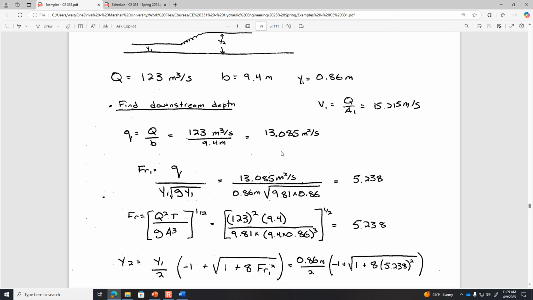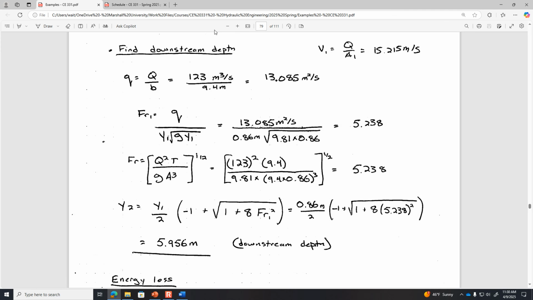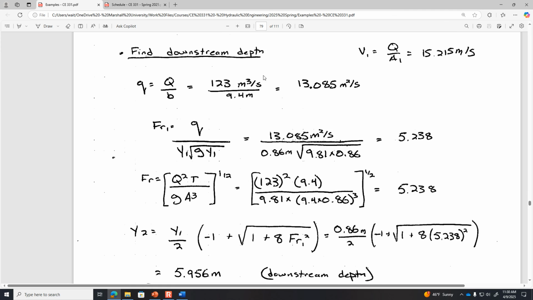And if we put that into the Belanger Momentum Equation along with the upstream depth, then what we should see is we're going to encounter a downstream depth of 5.956 meters. So it's really going through a dramatic change in depth. It's going from less than a meter to almost 6 meters. So this is going to dissipate a lot of energy through this hydraulic jump. So any questions so far in calculating the Froude number or using the Belanger Momentum Equation? Okay.